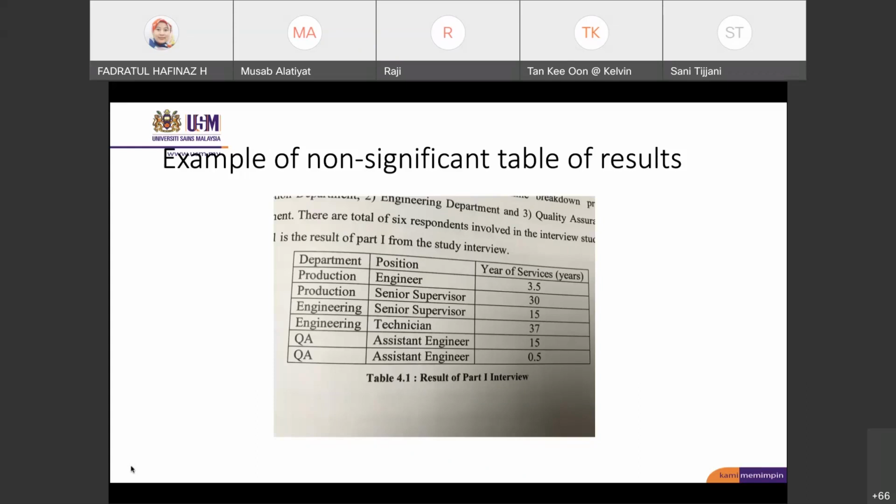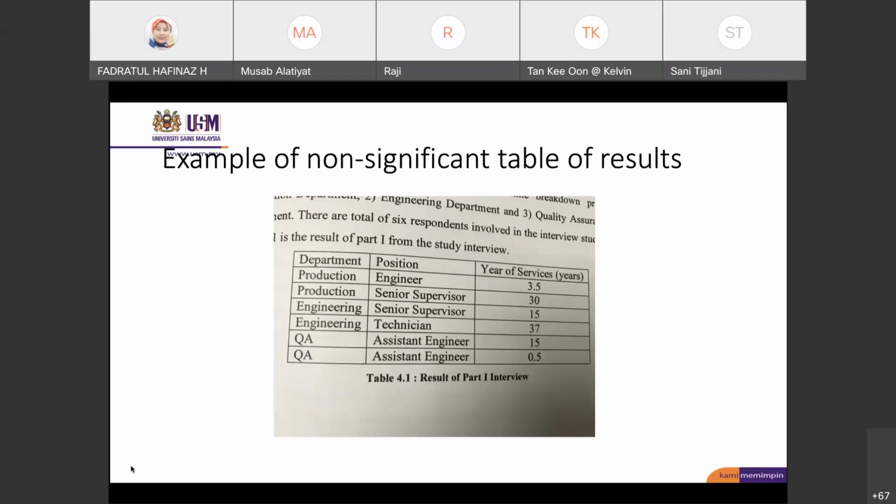Okay, so apart from a method, is to collect the interview data to get some opinion from the staff, from every department, right? So she report and discuss the unnecessary data from her interview. Like, she shows the result of part 1 interview. Okay, so this is not an important data. Why she need to show all of the position and also the department staff with their years of services? That is not important result, right? That is not important result.